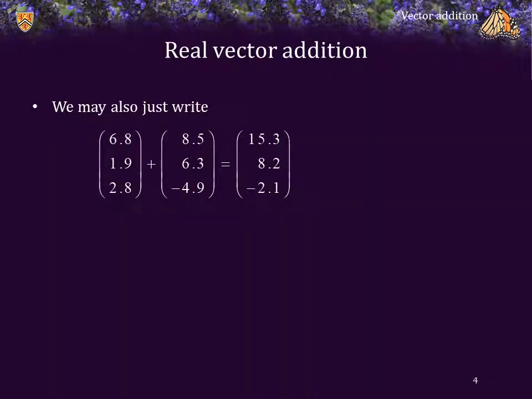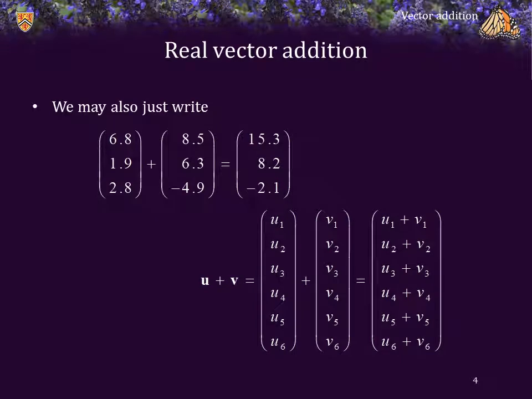Now we may just write down the sum of two vectors explicitly without referring to any variables. In this case, we're adding two three-dimensional vectors. Alternatively, if we do not know what the vectors are, so here we have two arbitrary six-dimensional vectors, or vectors in R^6, then we could just represent the entries as the corresponding sums of the entries in u and v.